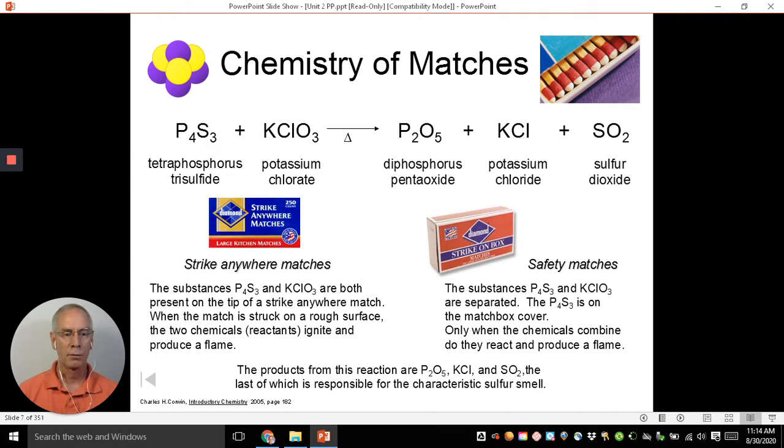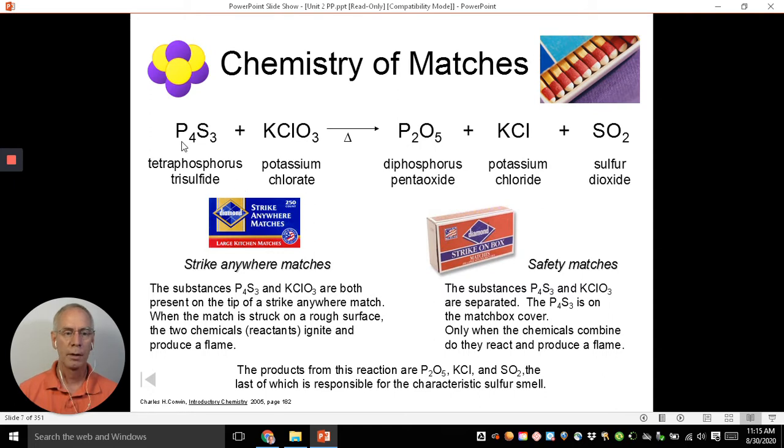Now, there are strike anywhere matches and there are safety matches, and the ones that I would have been using would have been safety matches where it says strike on the box. But it's only on these ends, this red end and the other end, that it actually works. So what is the chemistry of that? And again, I will not ask you the chemistry of this. I'm simply making a bigger point.